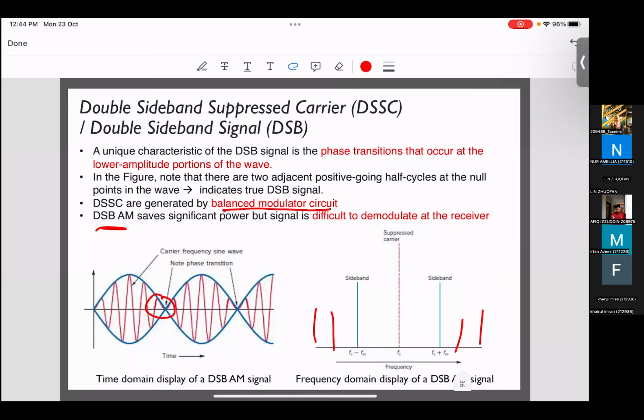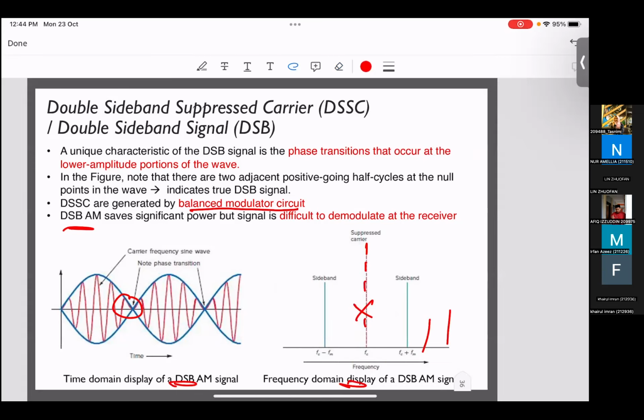So if you don't have the FC, you don't know how to demodulate it. So sometimes DSB is not preferred because of the difficulty to demodulate. Okay, so this is the time domain that we discussed just now, and this is the frequency domain. It's just similar to standard AM, except that we do not have the carrier. The carrier is suppressed. This is indicated by the dashed line.